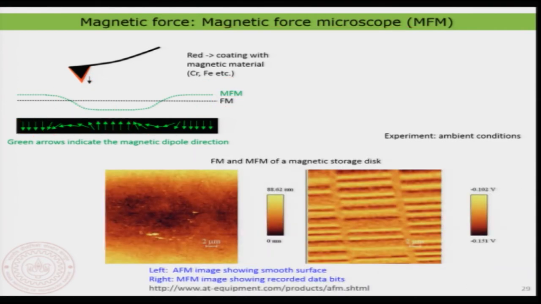Now I want to show you another example, which is a magnetic storage disk that we all use in our daily life. If you do atomic force microscopy of that magnetic storage disk, what you find is a smooth flat surface.